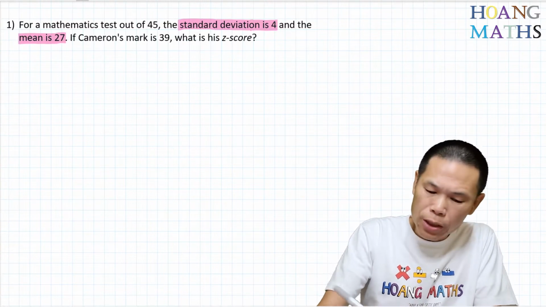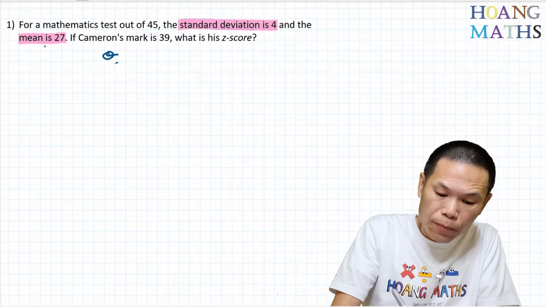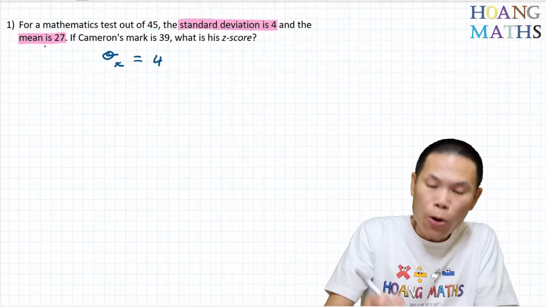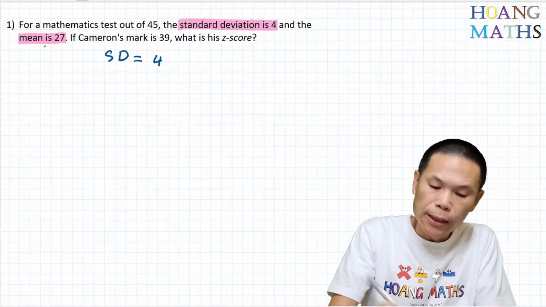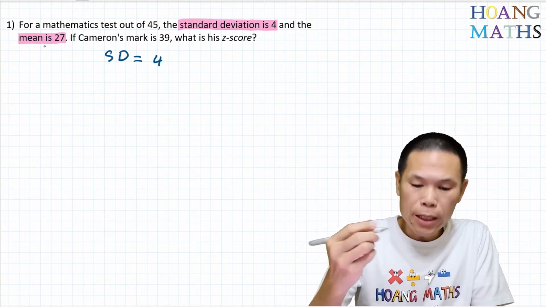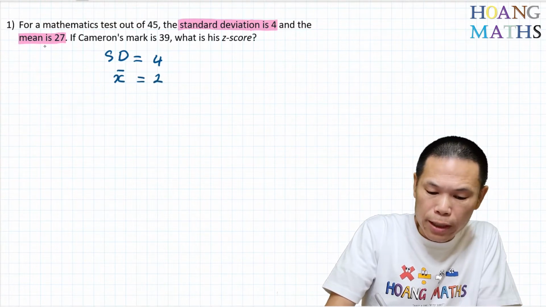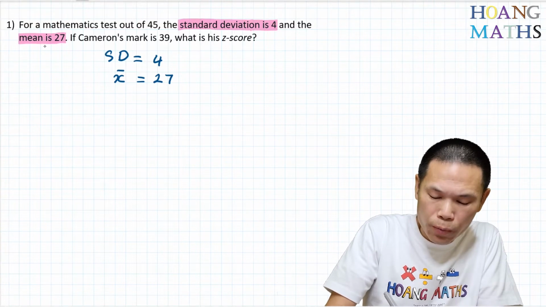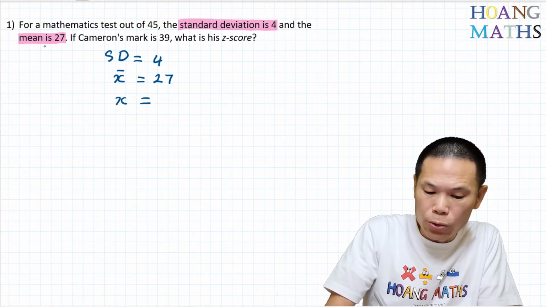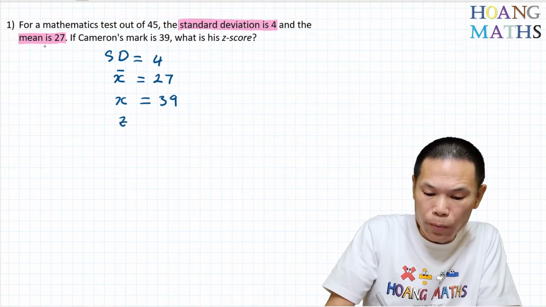So first of all, let me just write this down. The standard deviation is equal to 4, or you can just write SD. So SD is equal to 4, and the mean is 27, that is, the average is 27. So Cameron's actual score, or the raw score, X, is equal to 39. And we need to work out his Z-score.